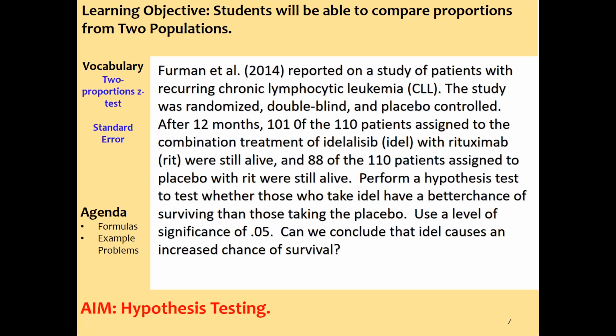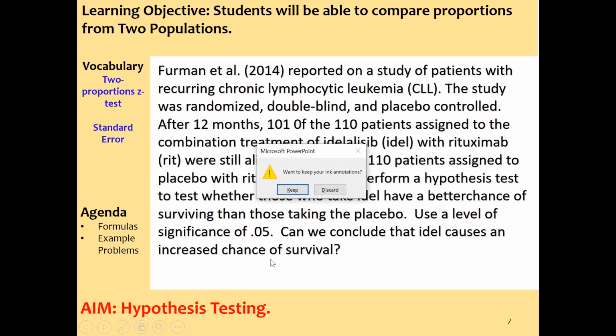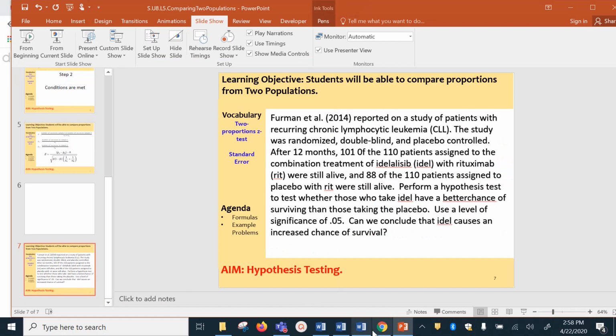So what we're going to do is take our major things. So we're comparing our P1, which is 101 out of 110, and 88 out of 110. Okay, so what we're going to do is go to our calculator.